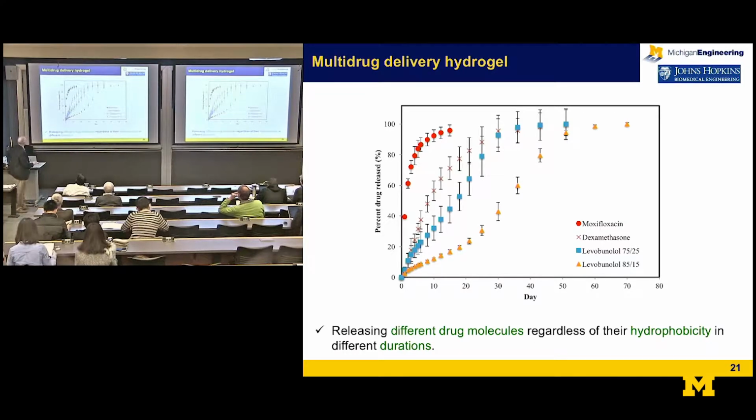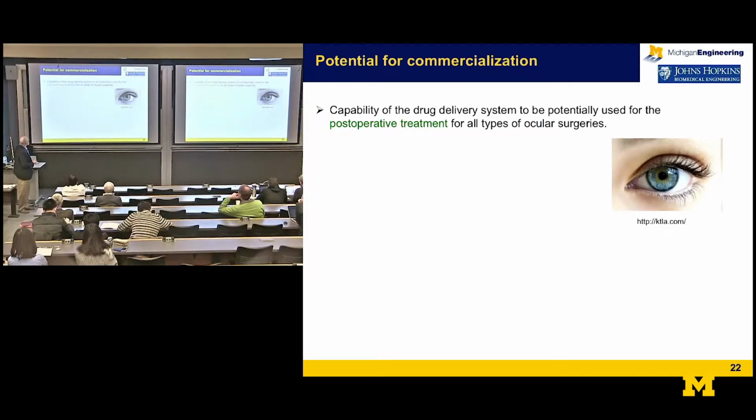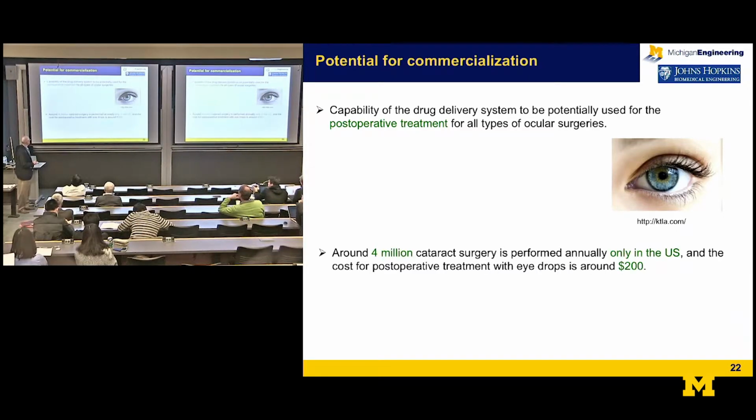So here's our final product, and it shows this set of releases. You get the antibiotic coming out as you want it in about 7 days, moxifloxacin. Then the next slower one is the dexamethasone. So that's for anti-inflammation. That's coming out over 2 weeks, most of it, but it continues to come out afterwards. And then finally, the slowest one, you want this one to come out over a 30-day period, and that could be regulated as well. So this was a successful strategy, and now we're going into animal studies, and we believe this has potential for commercialization.